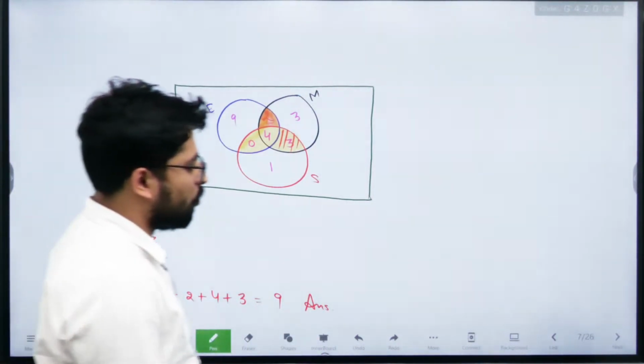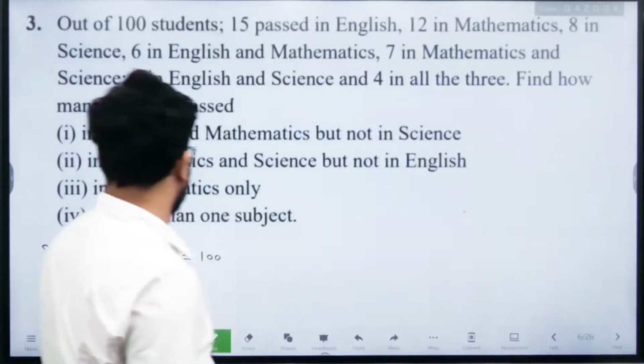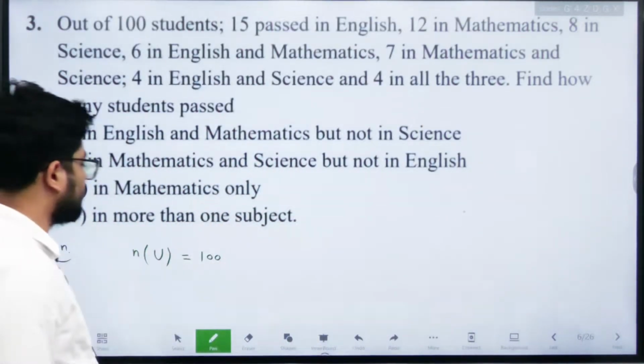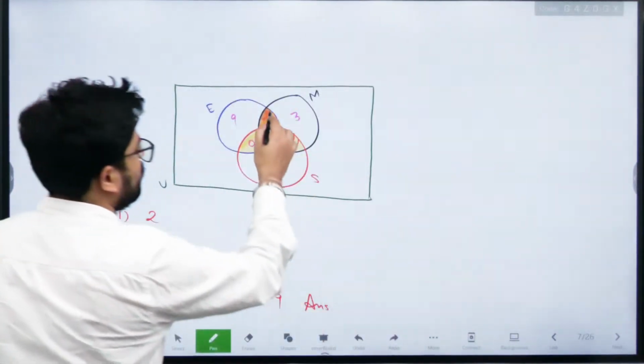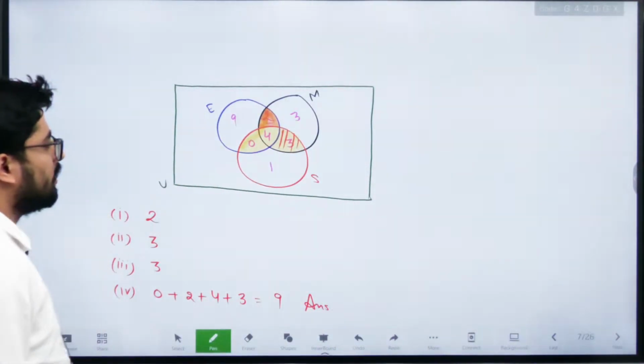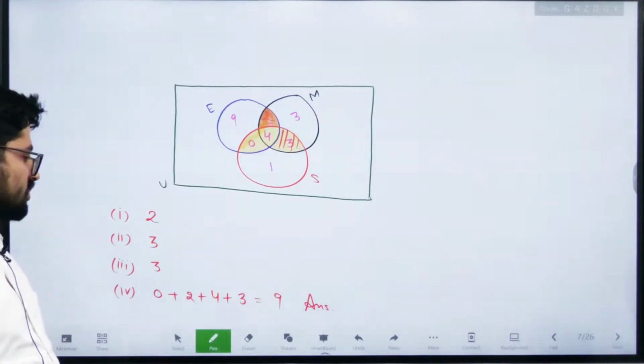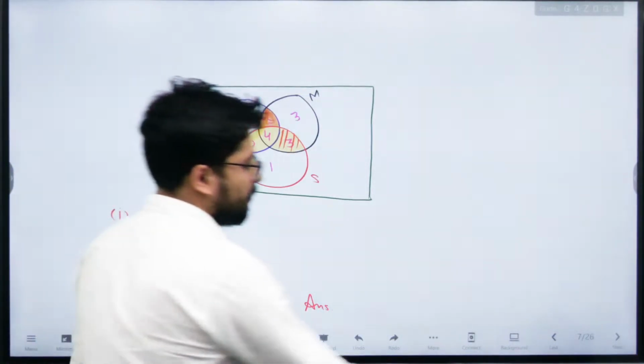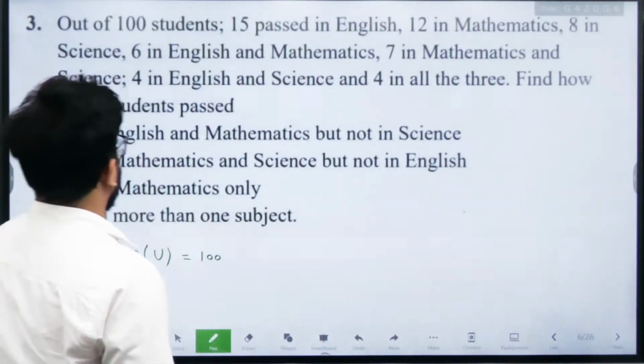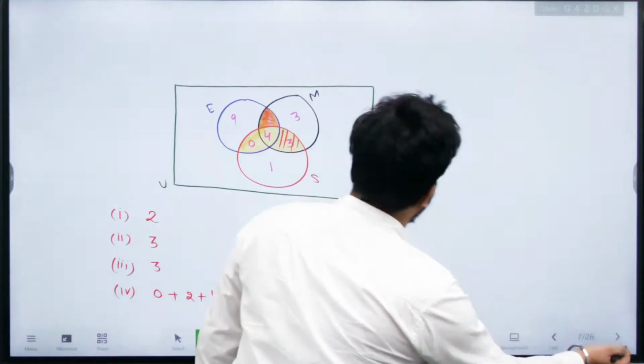Yes, who passed in more than one subject. Okay, more than one subject. So this is the portion for more than one subject. Okay, 4 plus 3 plus 2 plus 0 is 9. That's the final answer. So this is your question number 3. Now let's do the next one.